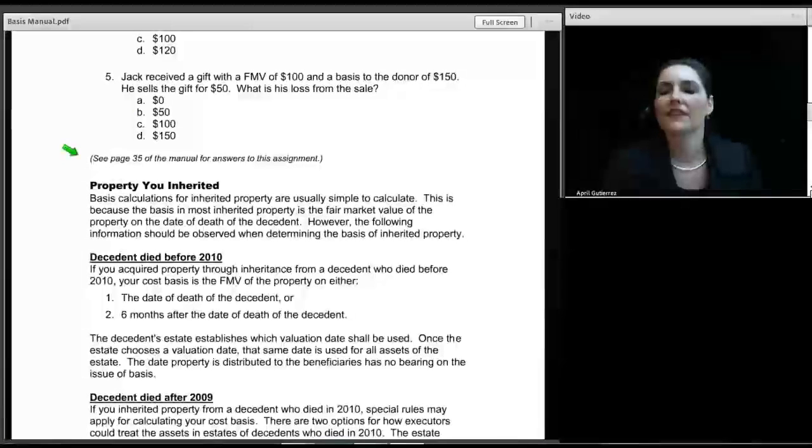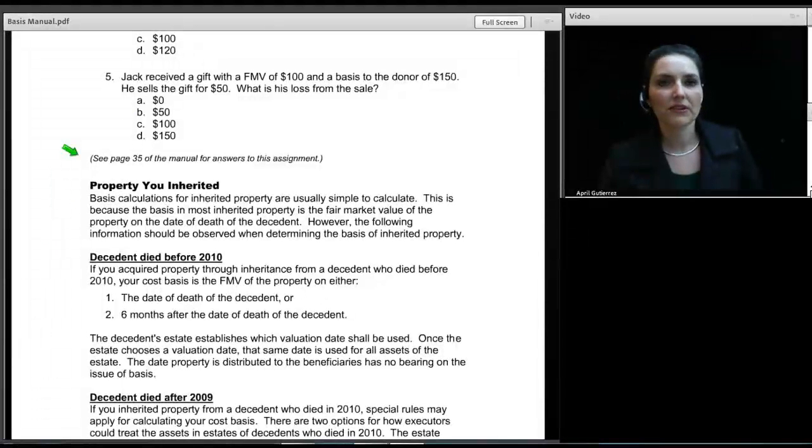Yes. There's a question in the classroom about holding period, and the rule with holding period is that when you receive a gift, your holding period is the same as the donor's. So you would go with the donor.